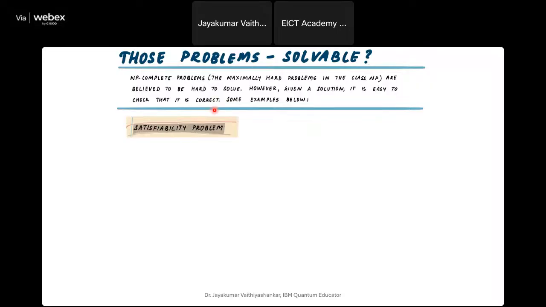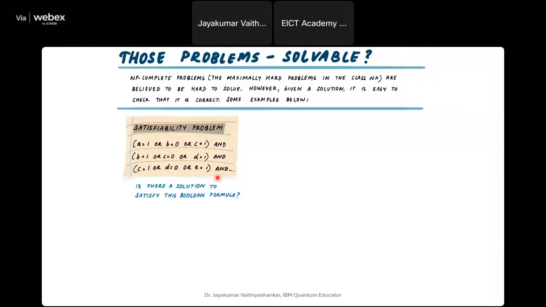Take an example of the satisfiability problem. A equal to 1 or B equal to 0 or C equal to 1, and you are using AND logic. B equal to 1 or C equal to 0 or D equal to 1, and again you are using AND logic. C equal to 1 or D equal to 0 or E equal to 1, and you are using AND logic. So you can combine all these Boolean logic together, and we need to check their solution to satisfy this Boolean formula. So this belongs to NP-hard.